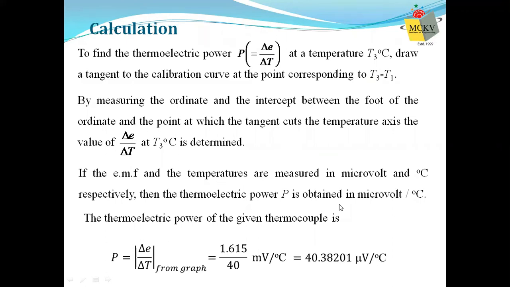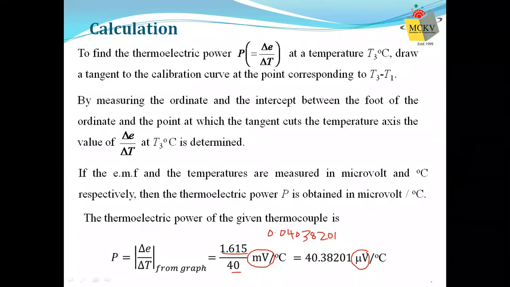And if you convert it, you will get 40.38 microvolt. This is microvolt, because if you keep it in millivolt, you would get 0.04038201. This is what you will get in millivolt. If you divide this by this, and you want to convert it to microvolt, shift 3 points to the right, and you would get 40.38201. So that is in microvolt. We prefer to write in microvolt per degree Celsius. So in our case, this is our thermoelectric power.